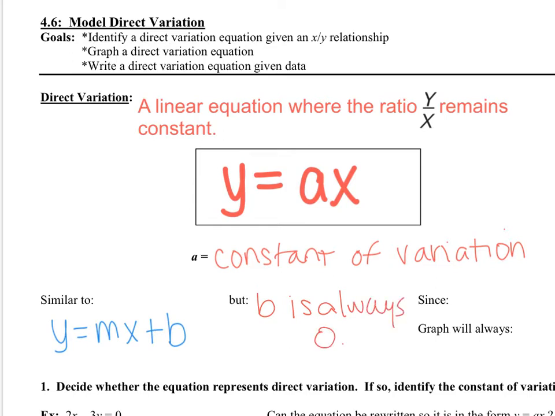So to be direct variation, you always have to have a b of 0. And if you look here, since there's nothing being added or subtracted, then the only thing that you could add or subtract without changing it would be 0. Since b is always 0, what that's going to mean when you graph it is that the graph will always pass through the origin, or 0, 0.